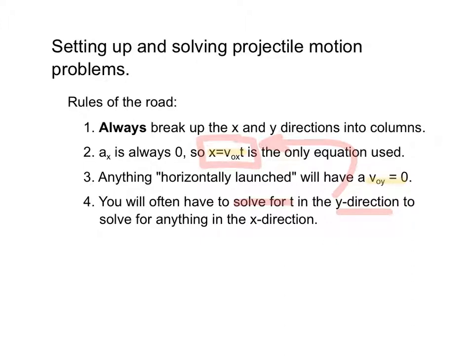or v naught. That's pretty common practice because if you're missing one of the three variables in that boxed equation, you can't solve for anything else if you have two or more of those unknown. So it's really important to realize that you will often solve for time in the y direction before you're able to solve for what you want if that is in the x direction. So, with those four rules in mind, let's go ahead and try some problems out.